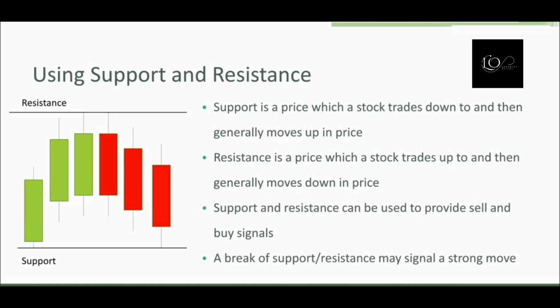But we can use support and resistance to provide sell and buy signals in our stock. They provide areas where there is a higher percentage chance that the stock will move either up or down, depending on whether it is at support or resistance. A break of support or resistance may signal a strong move in the continued direction of the break for the stock. So a break through support may indicate that the stock is going to move down, and a break above resistance may indicate that the stock is going to move up.